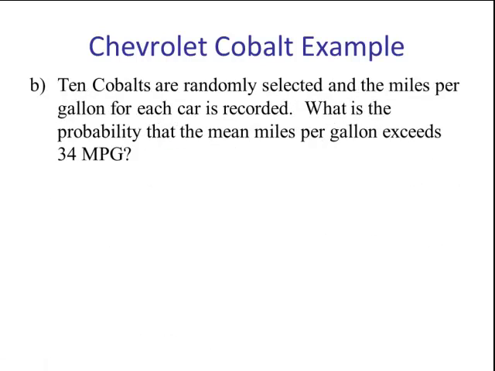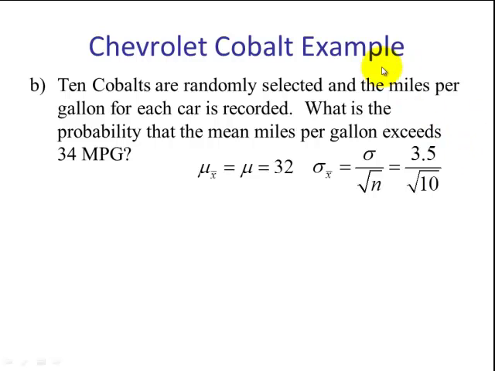Part B. 10 Cobalts are randomly selected and the miles per gallon for each car is recorded. What is the probability that the mean miles per gallon exceeds 34 miles per gallon? Now we're talking about a sample of 10, so we look at the distribution of the sample means. The mean of the sample means is equal to the population mean, 32. The standard deviation, called the standard error, actually gets smaller, and it's 3.5 divided by the square root of the sample size, 10.